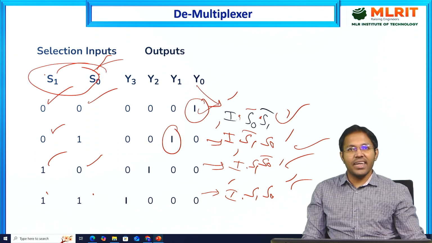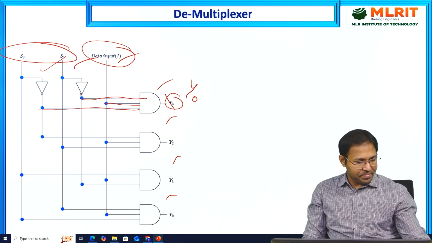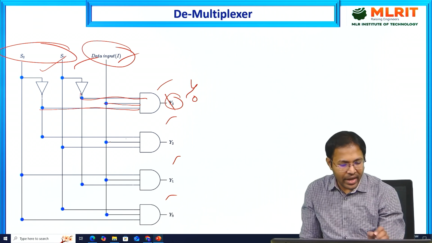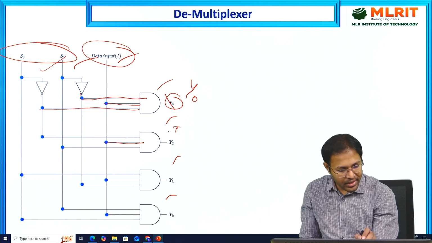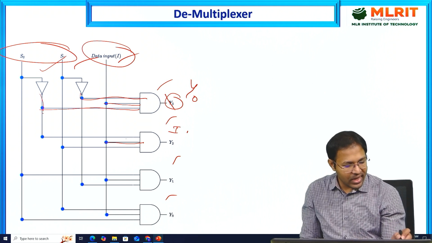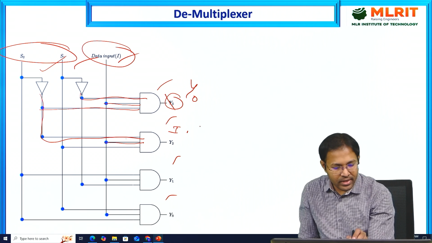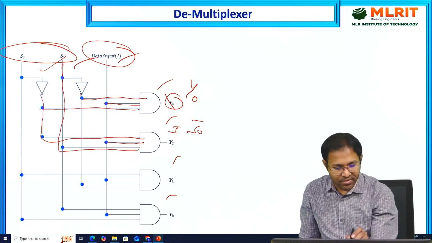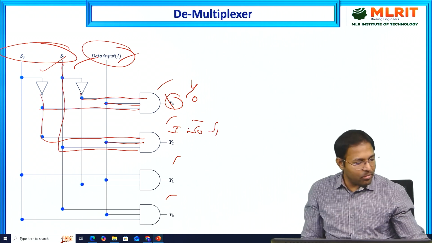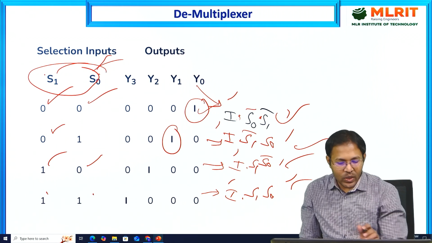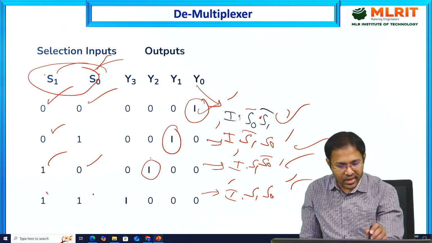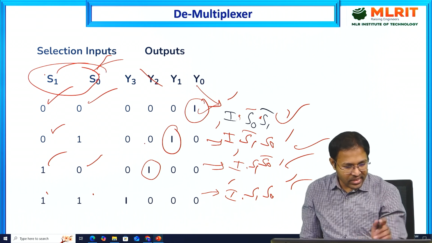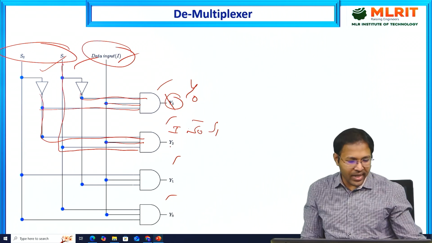So that is the case here. This is actually Y0. Next case. Let us see what is the expression we are getting here. So I, of course, I multiplied by, in this case it is S0 bar, and then in this case it is S1. So I into S0 bar S1 is actually our expression.